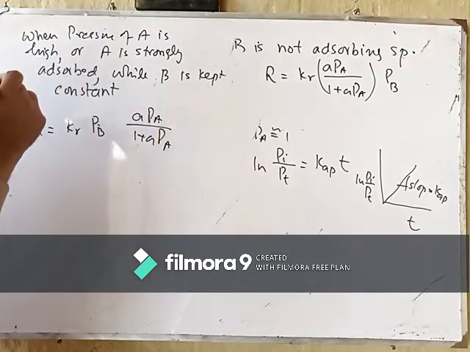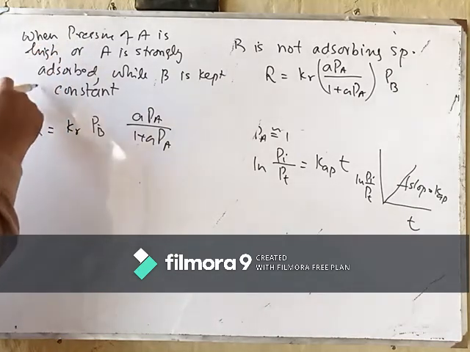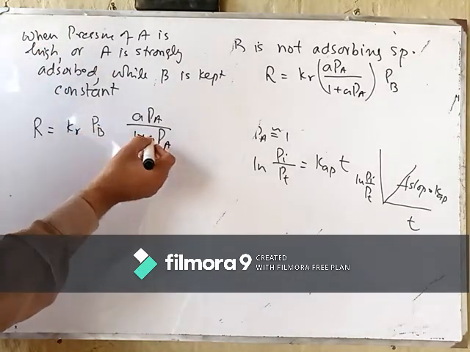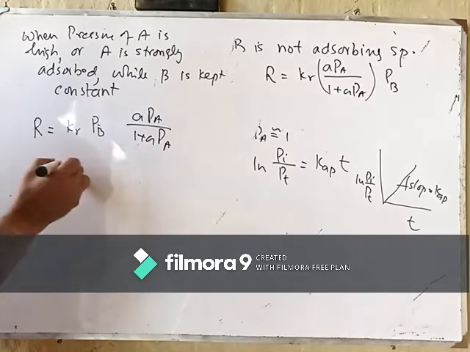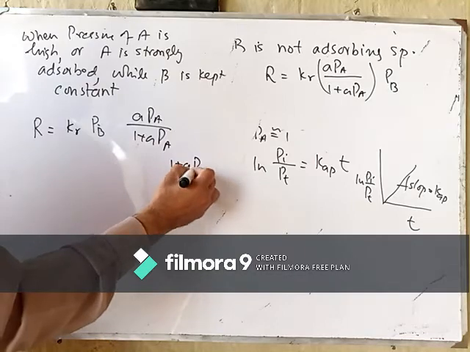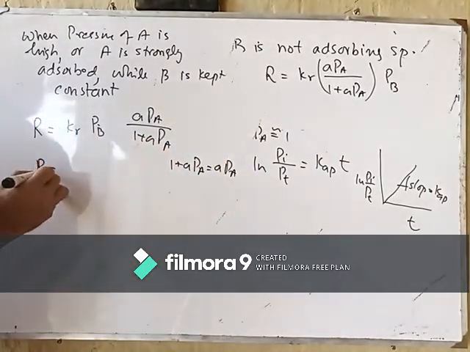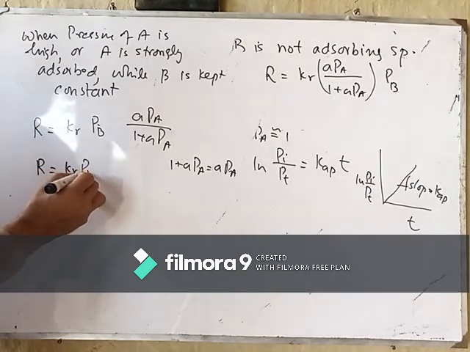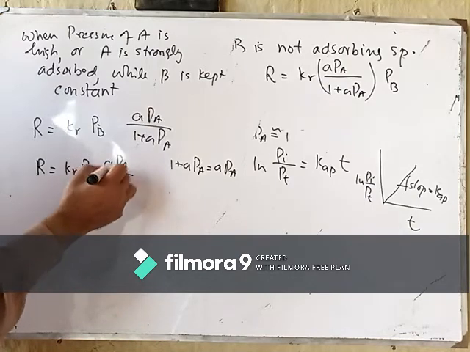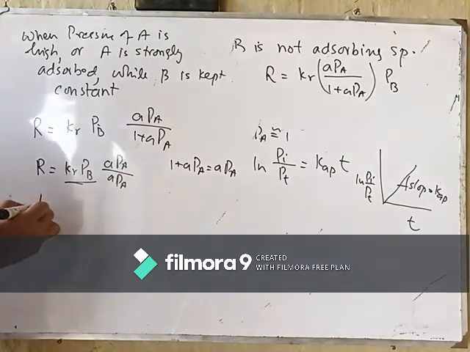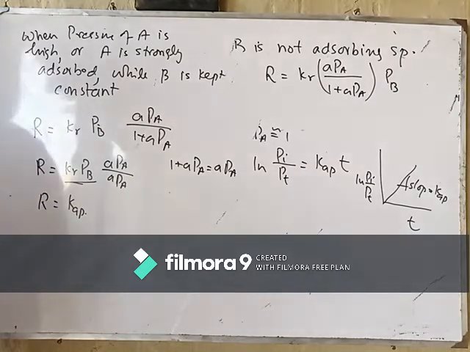So pressure is high or it is strongly adsorbed. So 1 plus APA will be equal to APA. So we get rate is equal to KR P of B APA and APA. इससे 1 आ जाएगा और ये कांस्टेंट है, so R is equal to K apparent. So this is zero order.